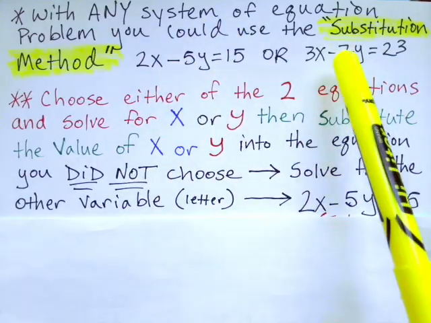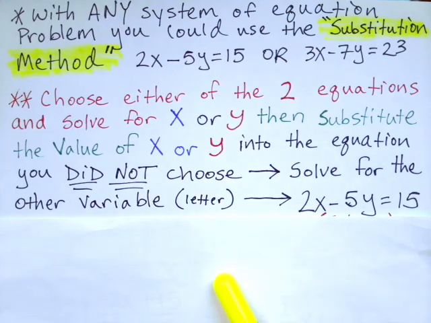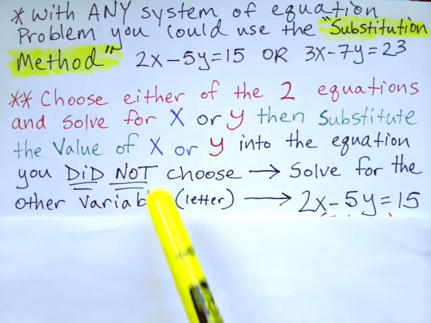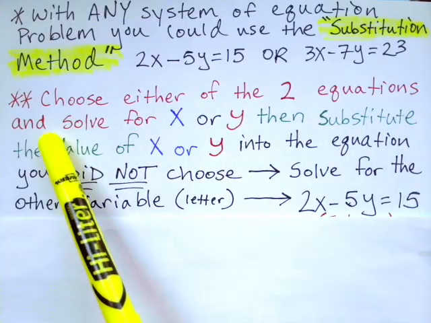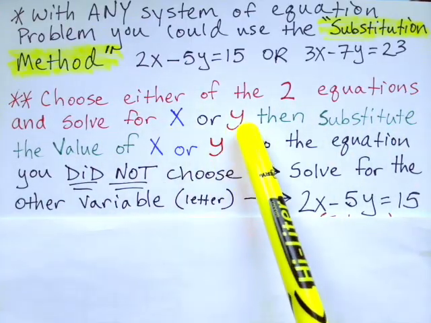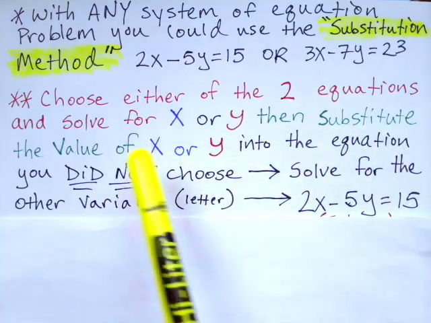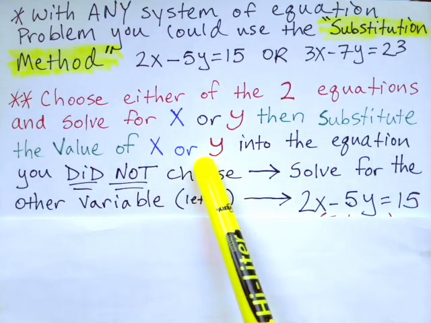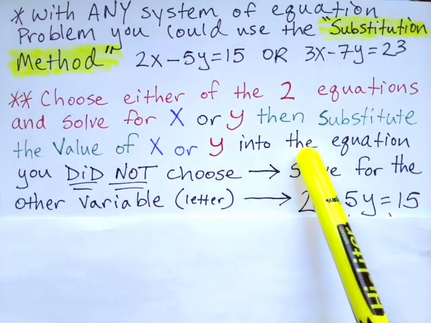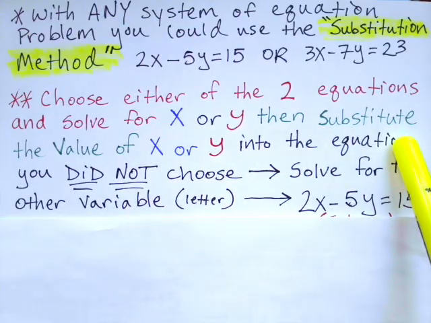These were the original system of equations that were given with the original problem. So choose either of the two equations and solve for x or y. Then you substitute that value of x or y, whatever you solved, into the other equation.